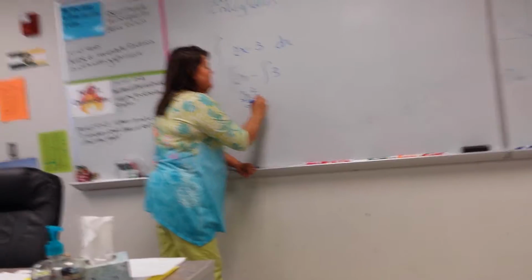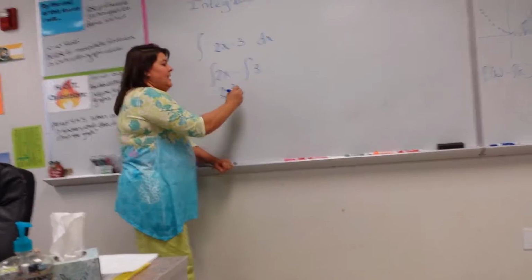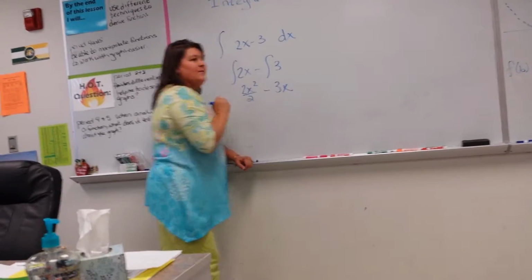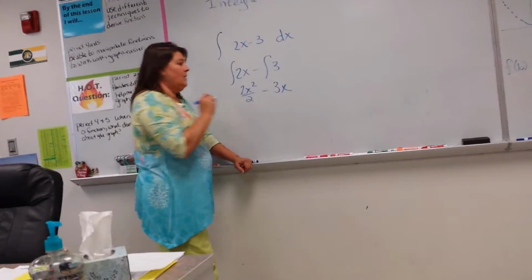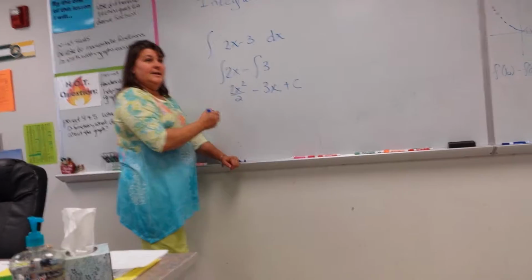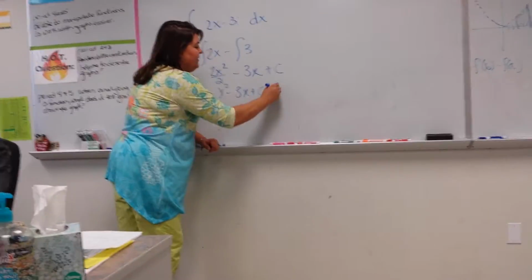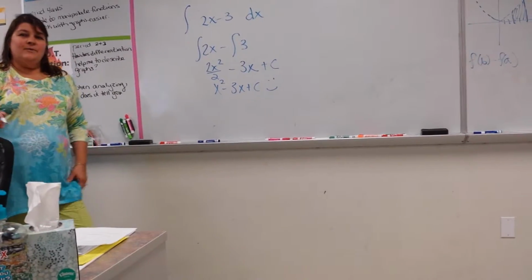And then, so I'll clean that up in a minute. And then what's the integral of 3? 3x. Right. Did I have an A and a B? No. So plus C. Clean it up. X squared minus 3x plus C, you have your answer. Does that ring a bell?